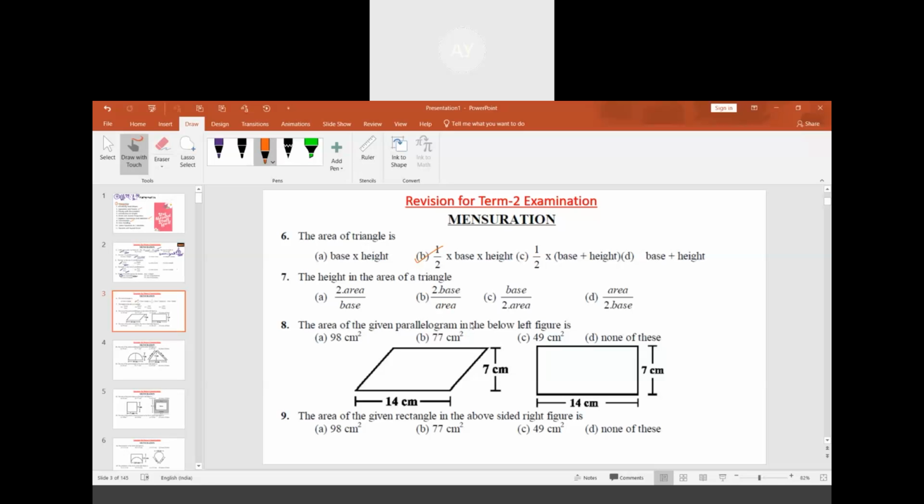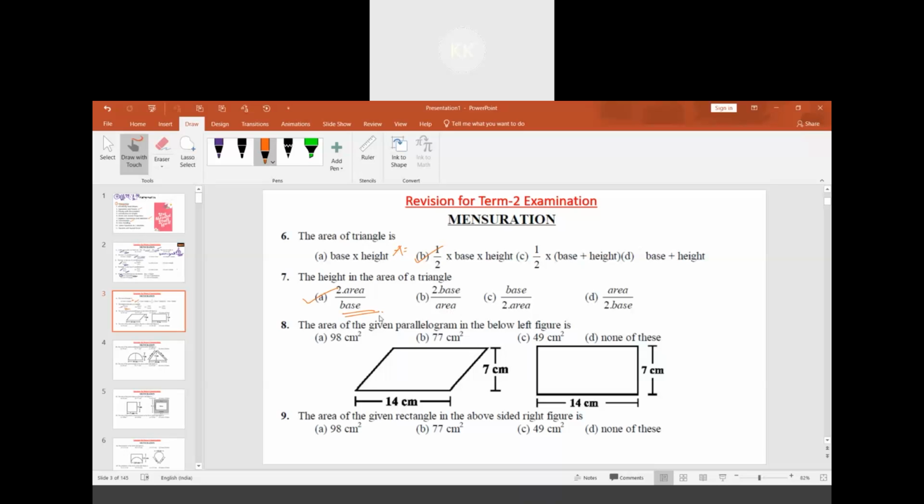Correct. Next question is height. In the triangle, half into base into height is the area. So 2 times area divided by base will be the height. So option A is the correct answer.